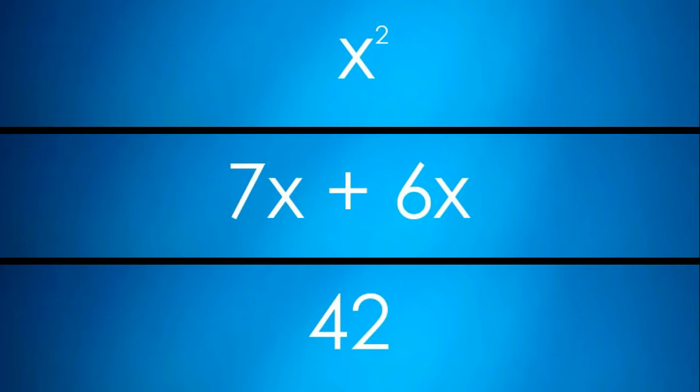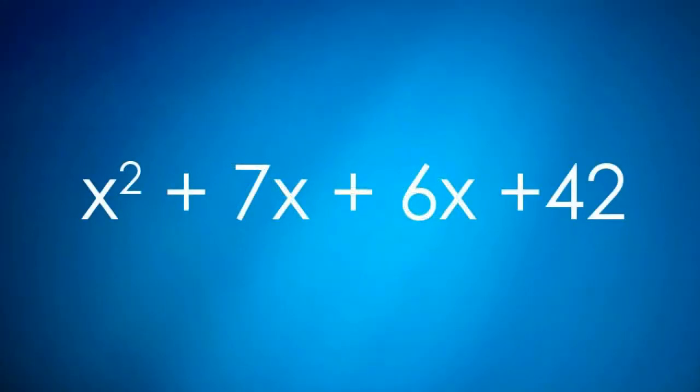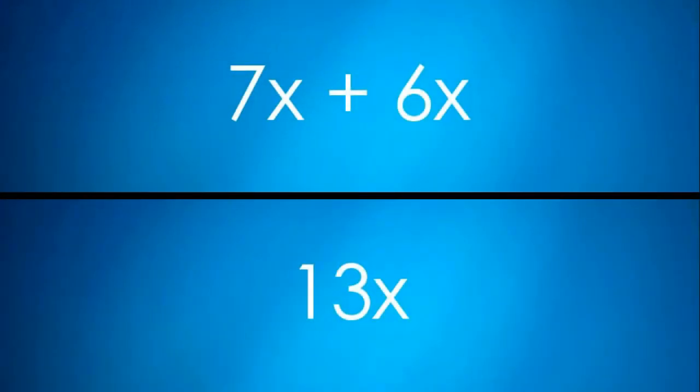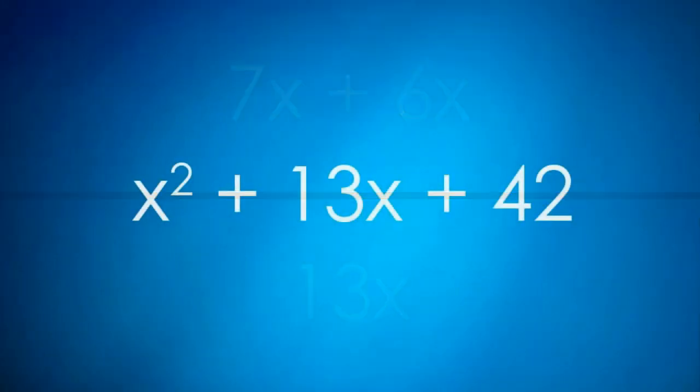Therefore, quantity x plus 6 times quantity x plus 7 is equal to x squared plus 7x plus 6x plus 42. The last thing that we're going to do in the FOIL method is to combine similar terms. In the equation, 7x and 6x are similar terms, and when combined, it will result in 13x. Now that we have combined the similar terms, the whole equation will be equal to x squared plus 13x plus 42. That's how to do the FOIL method.